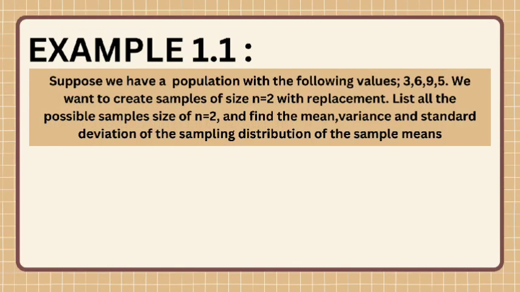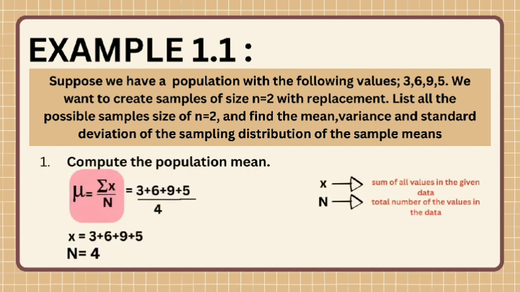So we have here an example 1.1. Suppose we have a population with the following values: 3, 6, 9, 5. We want to create a sample size of 2 with replacement. So list all the possible samples of size 2 and find the mean, variance, and standard deviation of the sampling distribution of the sample means.